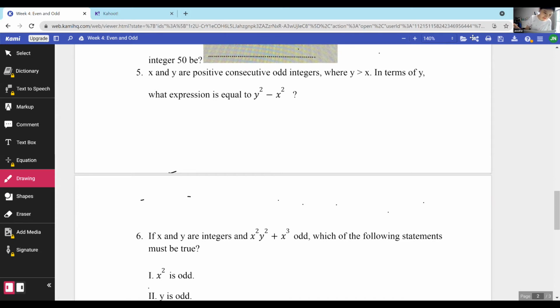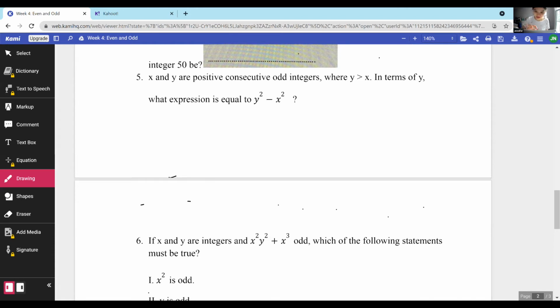So the answer is actually for, let's see, sorry. So what you do is write x in terms of y. First listing x, y, they're consecutive odd integers, meaning that they'll have increment of 2. Similarly, to go from y to x, it's minus 2.